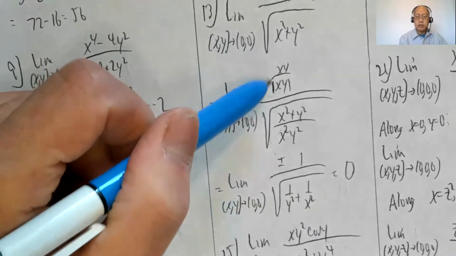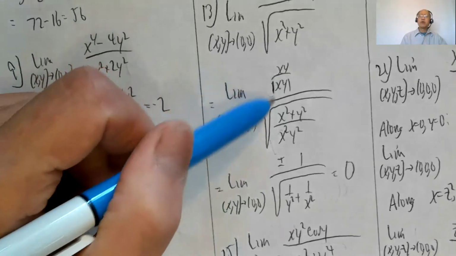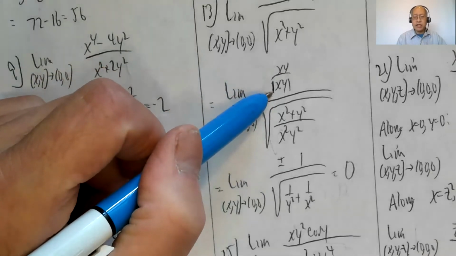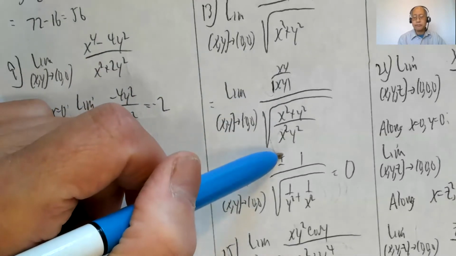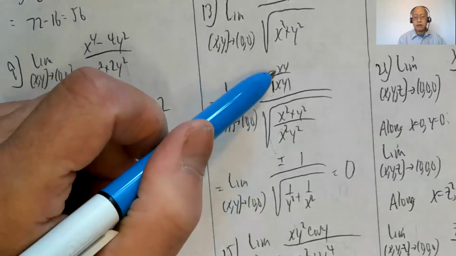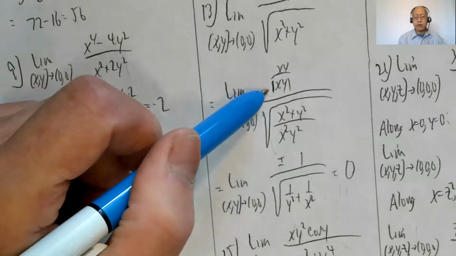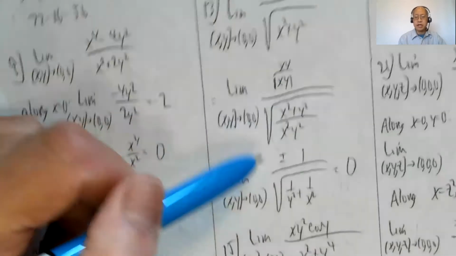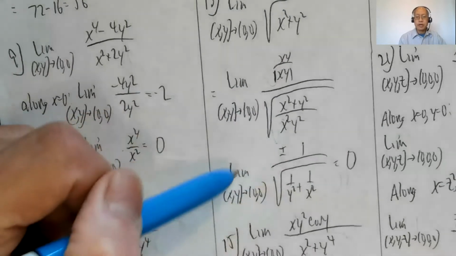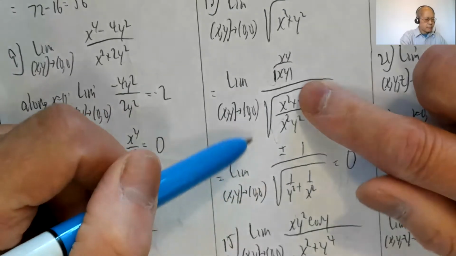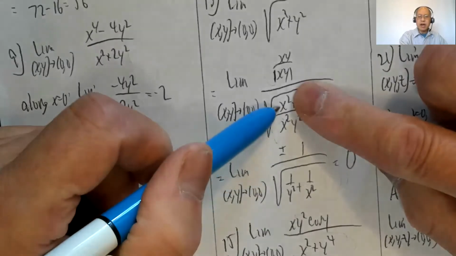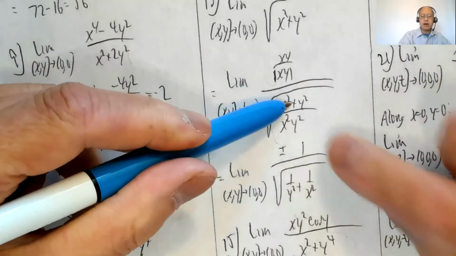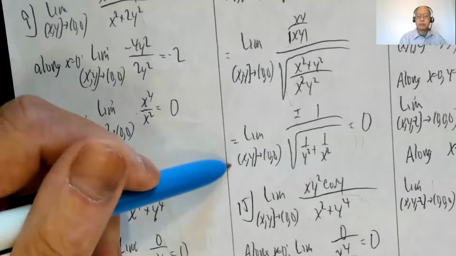Now if you look at the numerator, xy over the absolute value of xy, it's either going to be xy or the negative xy. It's basically plus or minus 1. If you stop and think about it, xy over absolute xy is either going to be 1 or negative 1. It might change the sign, so I have plus or minus 1 on top. On the bottom, if I divide this out, I get 1 over y squared plus 1 over x squared.